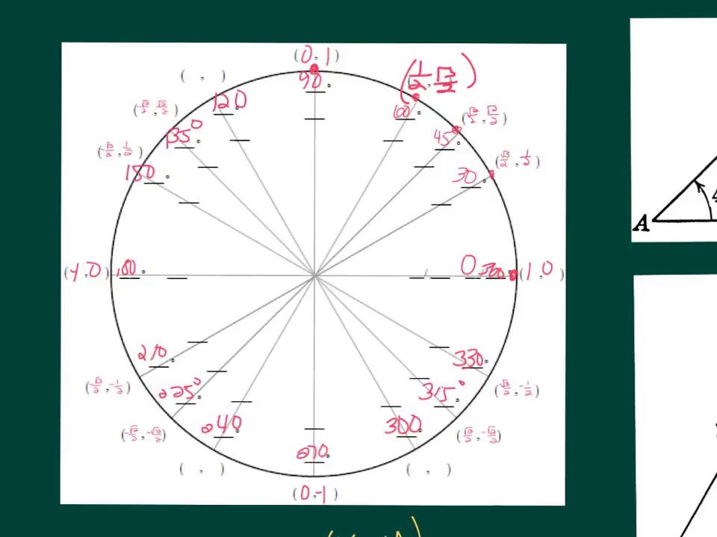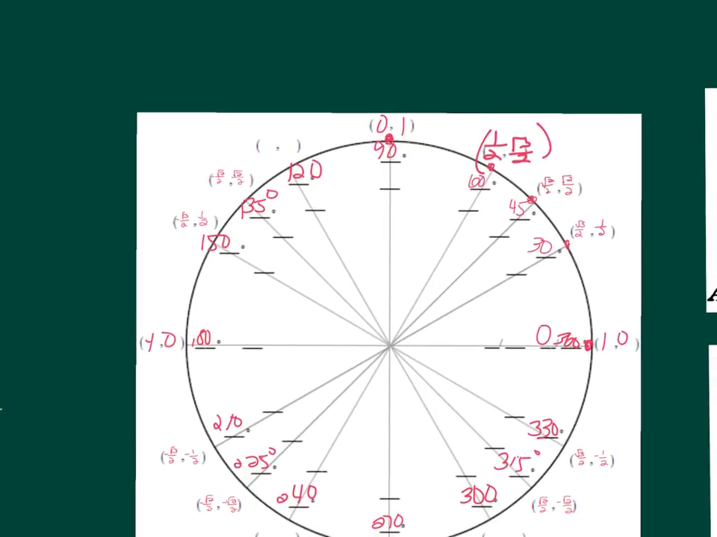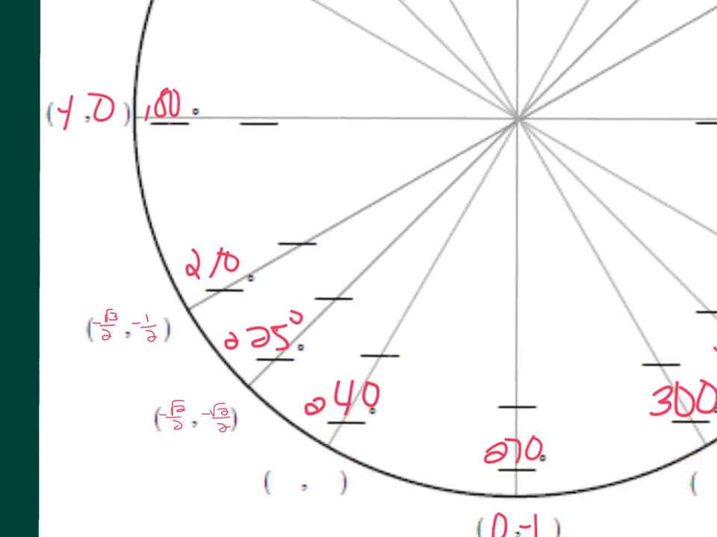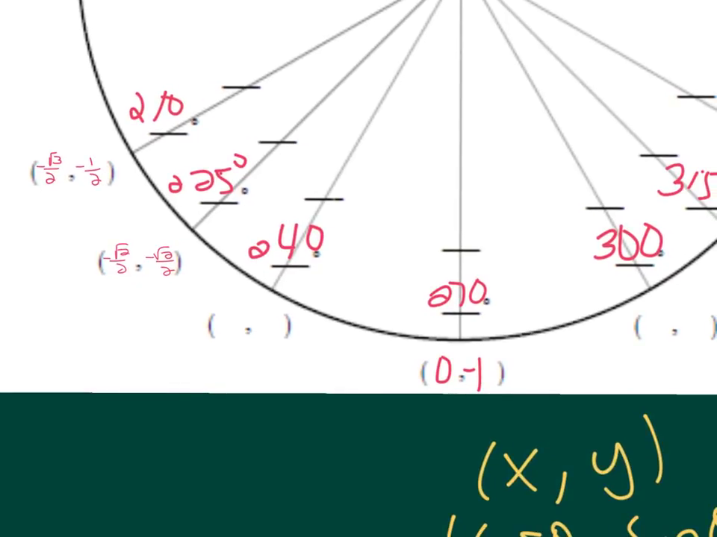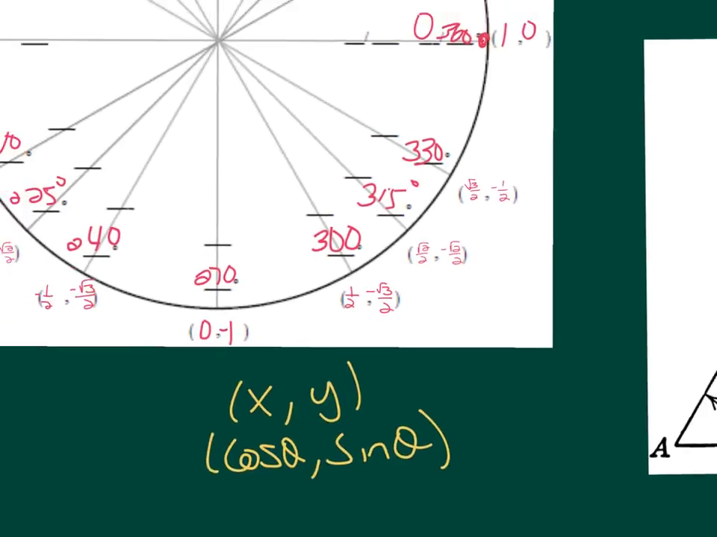All right, so for the second quadrant, x is going to be negative, so it'll be negative 1/2 comma radical 3 over 2. And then this would be both negative, so negative 1/2, negative radical 3 over 2. And then in the fourth quadrant, only x is going to be positive, so positive 1/2 and negative radical 3 over 2.